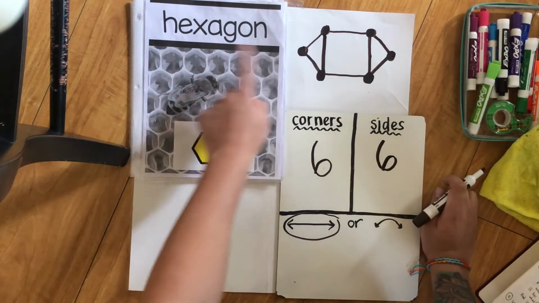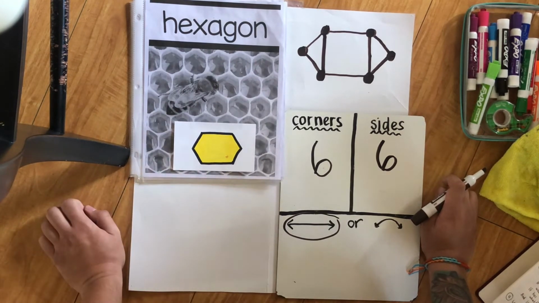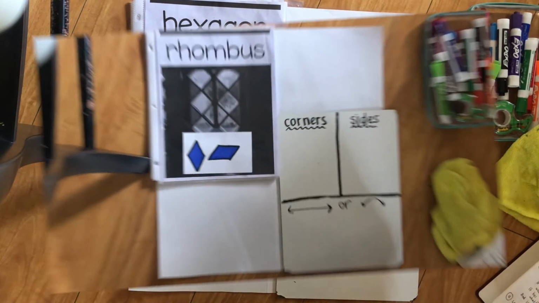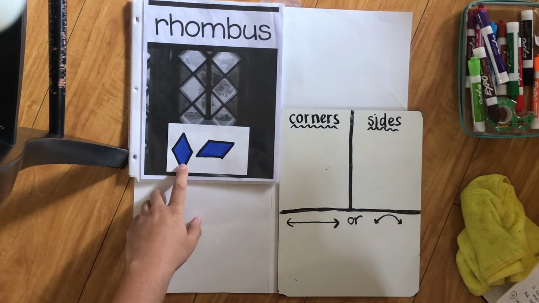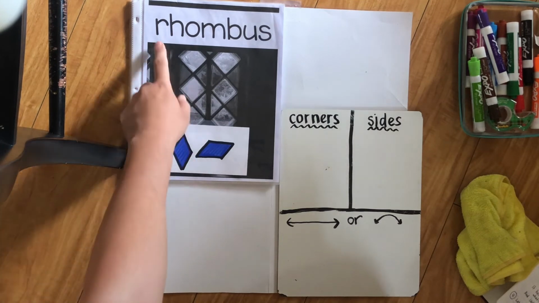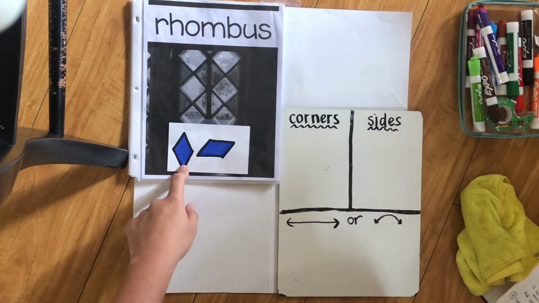Let's take a look at the hexagon. How do you know that this is a hexagon? You can say, I know this is a hexagon because... Great job. All right, on to the next shape. This is a rhombus. What is it? A rhombus.